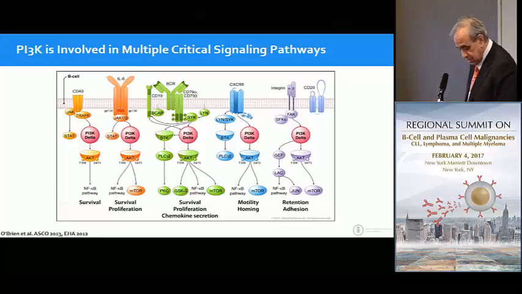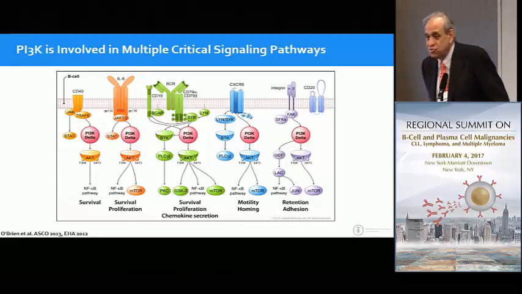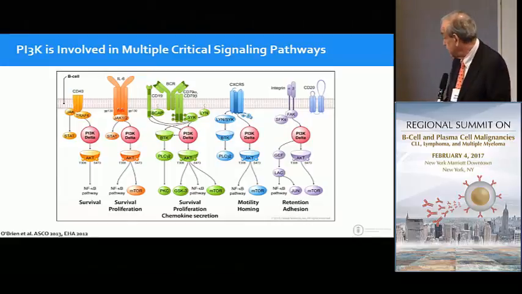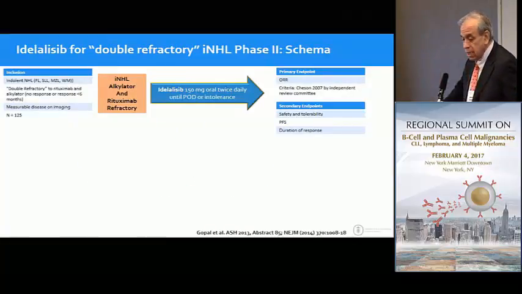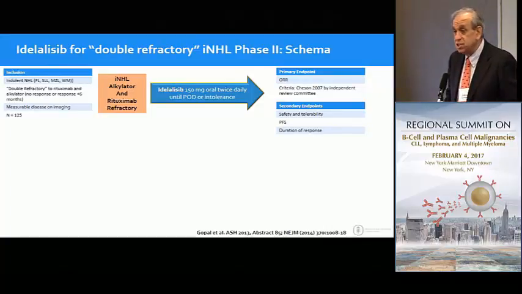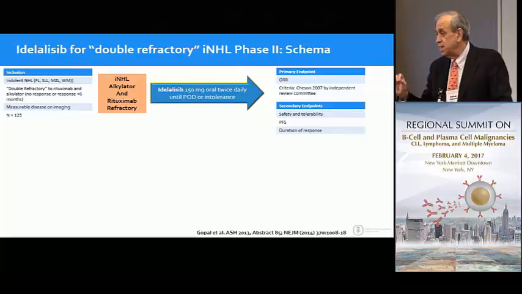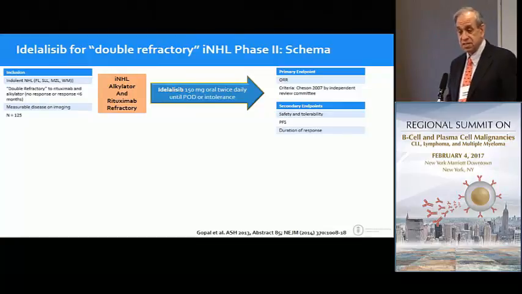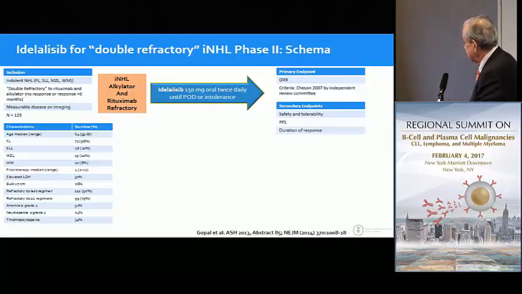In fact, in CLL, I would argue the most important pathway is the inhibition of CXCR4 and CXCR5, both for ibrutinib and for idelalisib. But we can see PI3 kinase is downstream of a number of critical signaling molecules in the B cell. Idelalisib was studied in indolent NHL, the so-called double refractory population. These are patients who were either non-responsive or progressed within 6 months of rituximab and non-responsive or progressive within 6 months of an alkylator. The primary endpoint was overall response with PFS as a secondary endpoint.